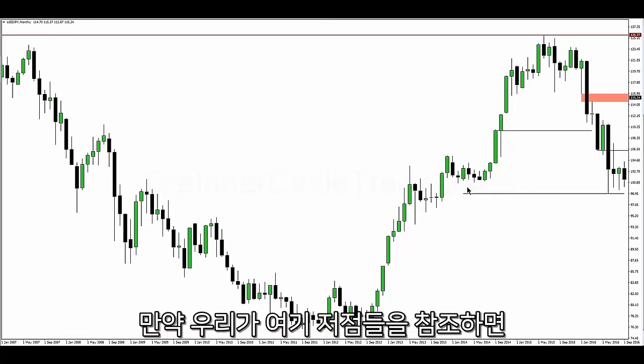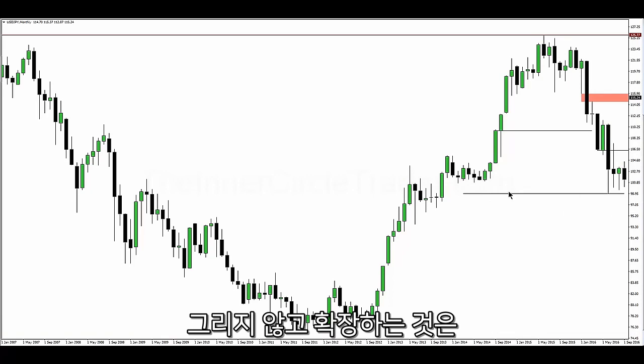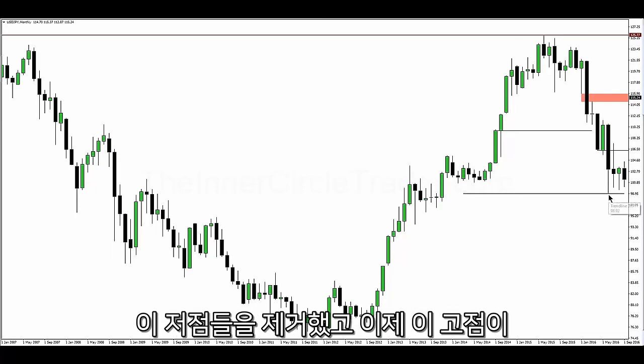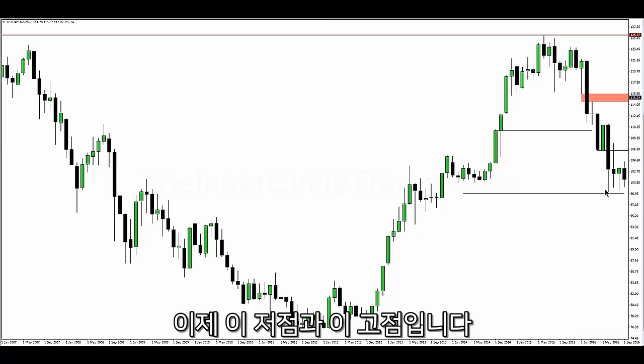I'm referencing the lows over here that were cleared out, not that I'm drawing it to anything. I'm extending out, keeping you mindful that's the range, because we cleared out these lows with this new low, and now this high is the high. So the range that we're trading in now is this low and this high.